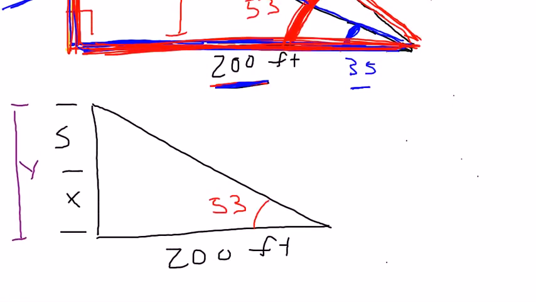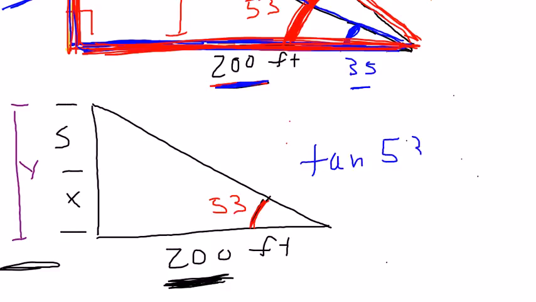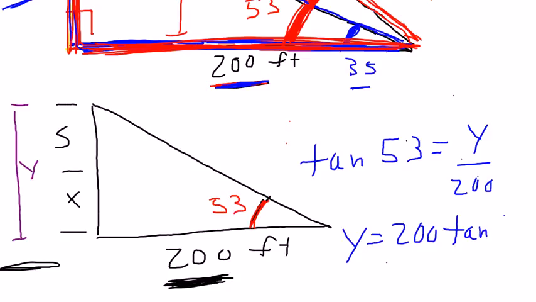We're going to use this triangle right here to solve for Y. Well, we have a base value of 200, or an adjacent side of 200. We have an angle of 53. We're looking for the Y value, or the opposite side of this angle. We're looking for the opposite side. So we're going to use tangent. Tangent of 53 should equal Y over 200. So Y then would equal 200 times tangent of 53.